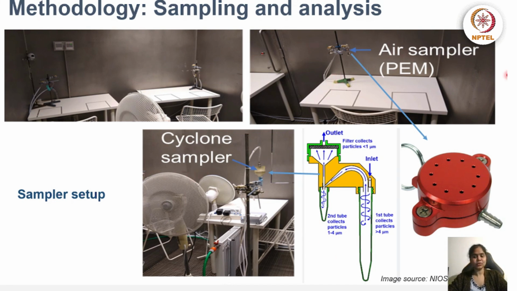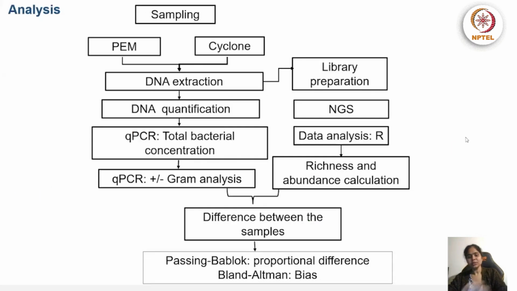So this is the total sampler setup. This is from SKC, and this is a replicated version of a NEOS cyclone sampler. Both of them are recommended samplers, and we wanted to see how these samplers perform in a low biomass environment. So coming to the analysis, as I mentioned, the sampling was done using two different samplers.